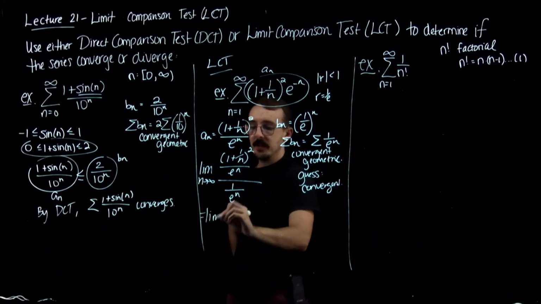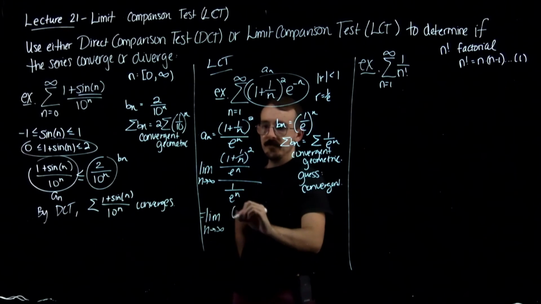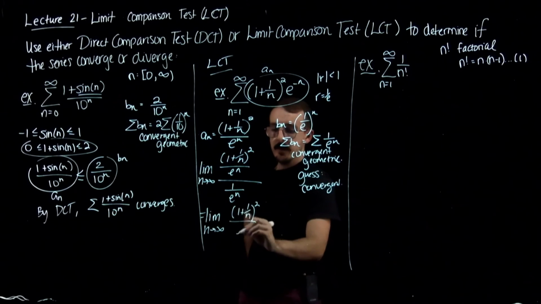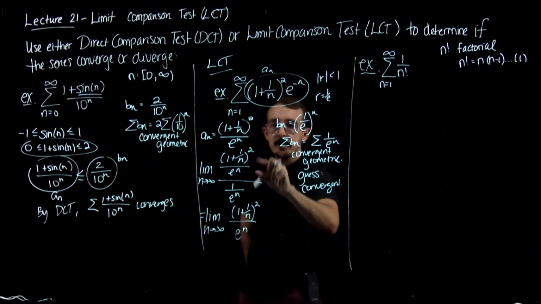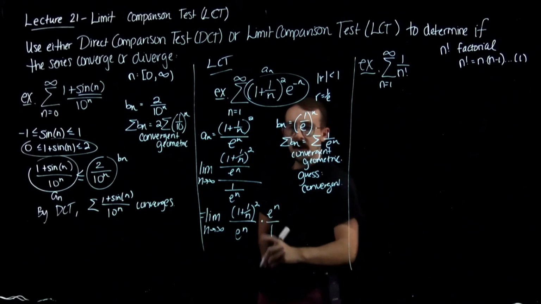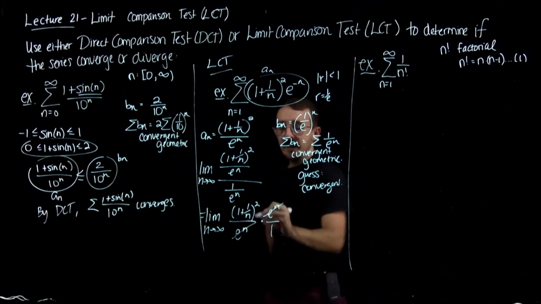And now I've got to do the algebra. So I'm going to keep the first one, keep the numerator, and this one. And then I'm going to do keep, change, flip: I'm going to flip the bottom one like that. So flip this over. Very nicely, the e to the n's cancel.